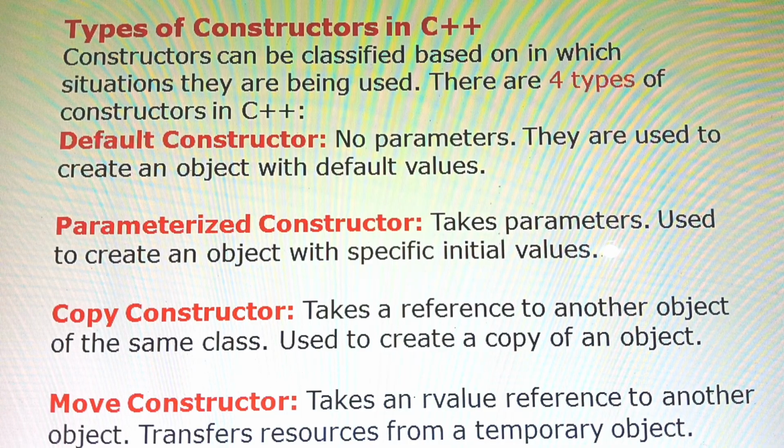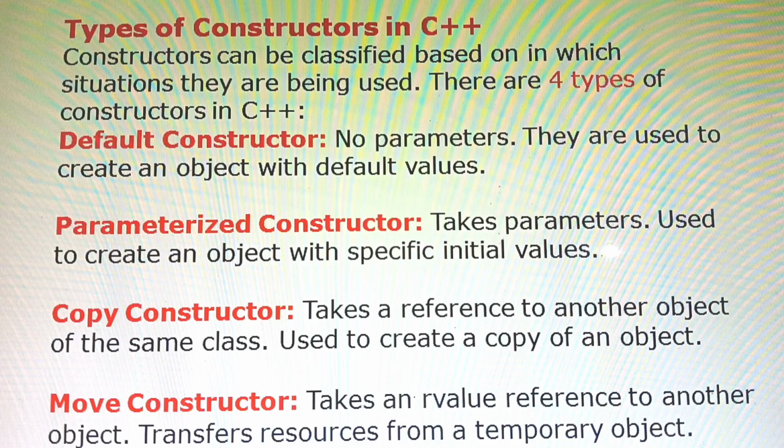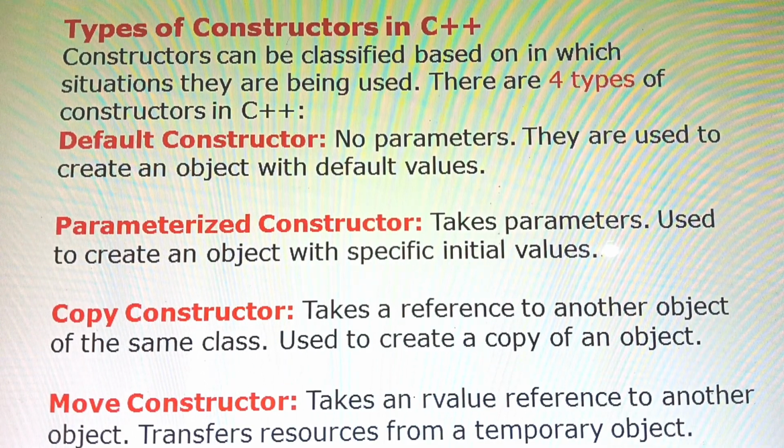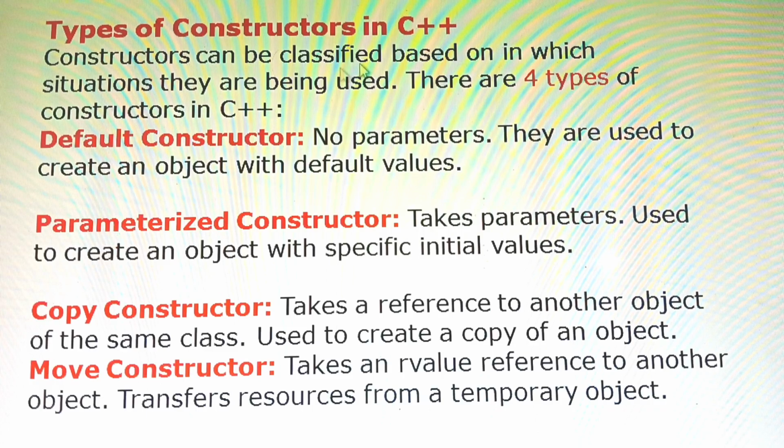What is a constructor? A constructor is used to construct and initialize all the data members. That's why we call it a constructor: we are constructing the data members, that is variables. The constructor name or function name is the same as the class name, so it is called a special member function. It is automatically called when an object is created. Next, types of constructors in C++. There are 4 types of constructors: default constructor, parameterized constructor, copy constructor, move constructor.